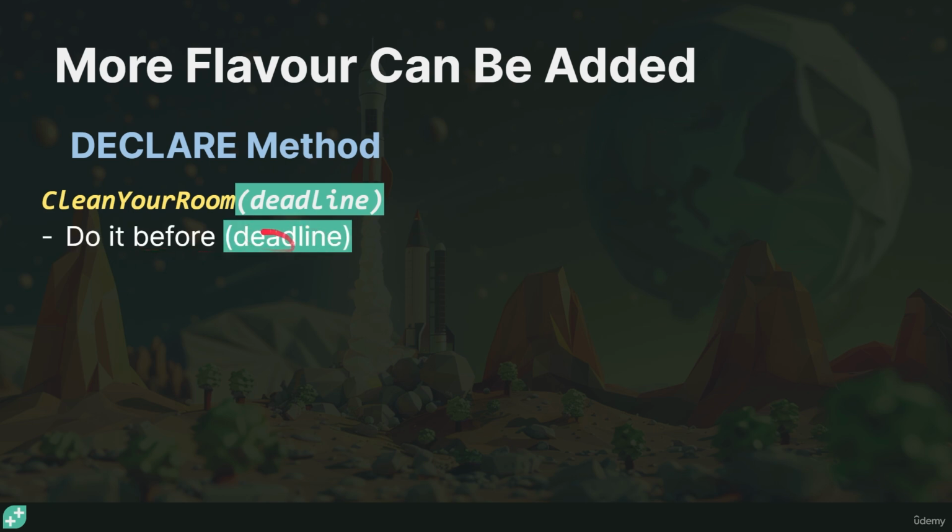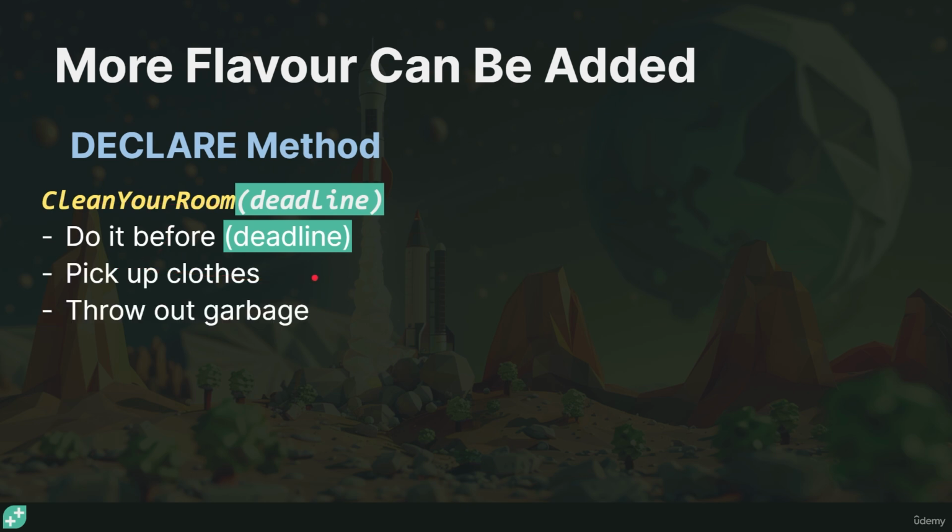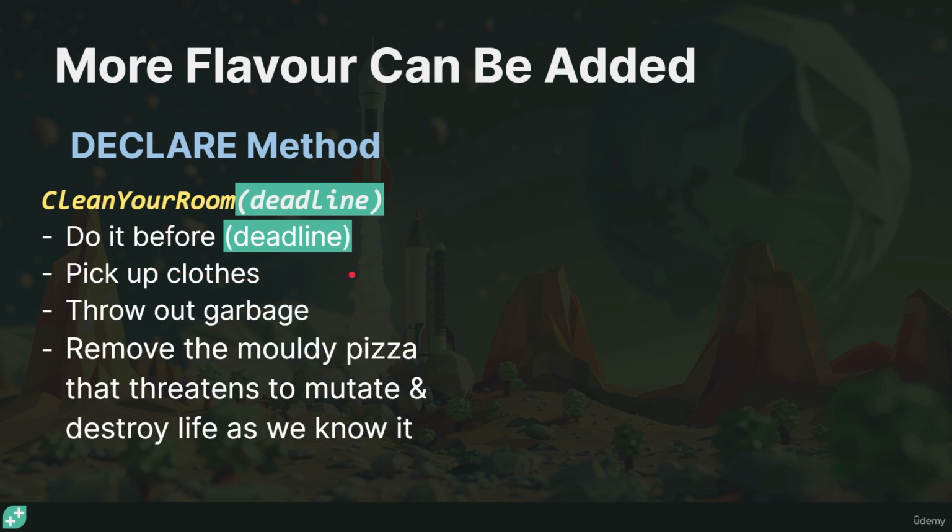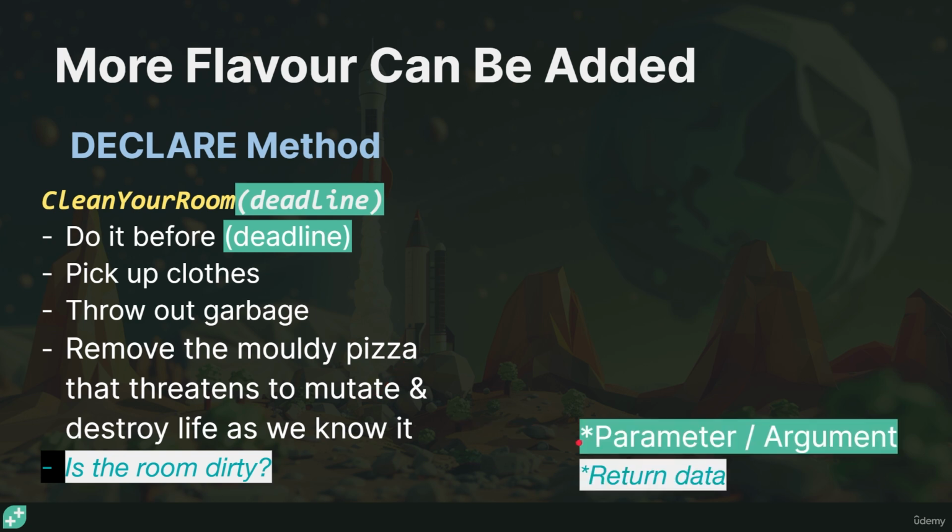And so we'll be using this deadline somehow within our clean your room method. And then we have the other things that we need to do in terms of picking up clothes and the moldy pizza, etc. And then in terms of returning, we're going to tell the caller whether it is dirty or not. So we're going to provide back to the caller, hey, I've cleaned it, so the caller knows what's going on. And I've just denoted in here, parameters are the white text on the green, and the return data is the bluey text on the white.